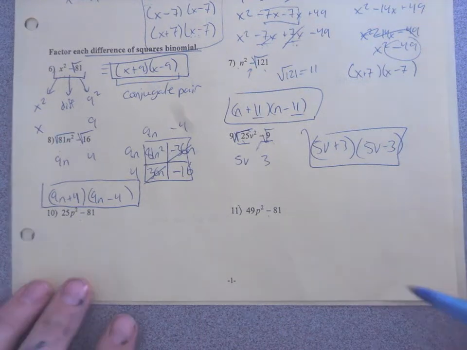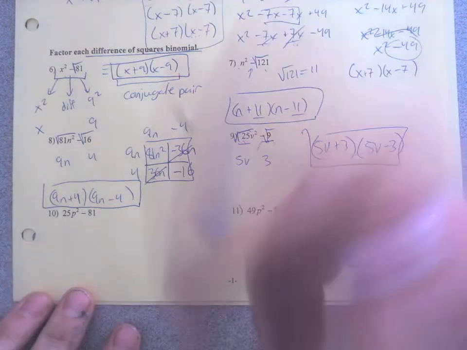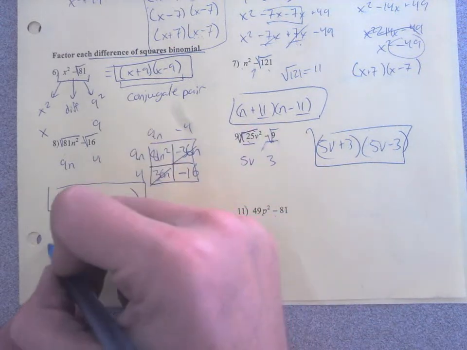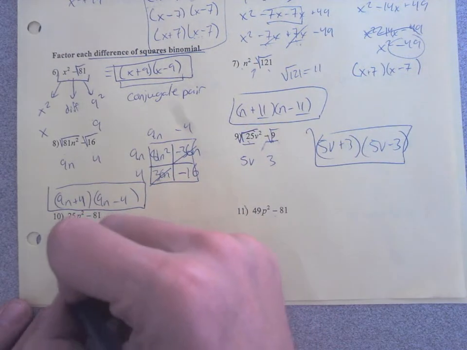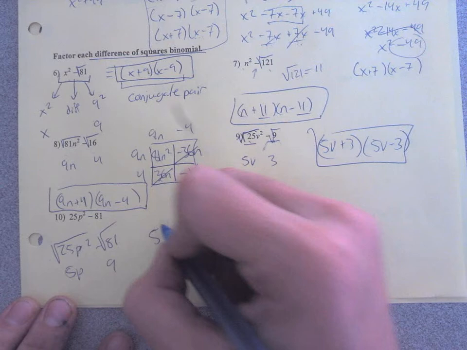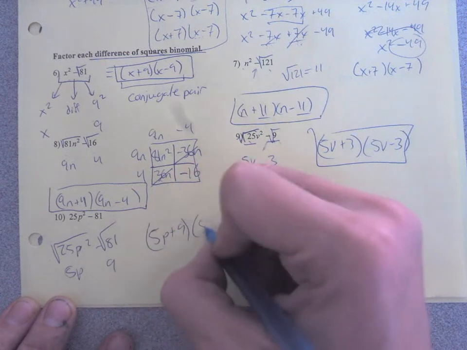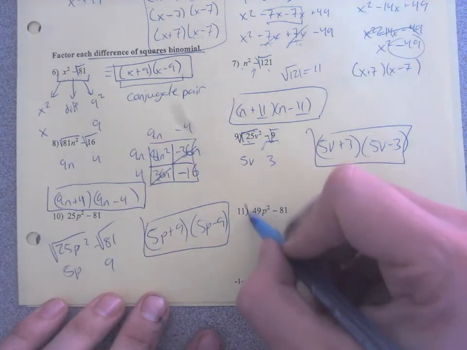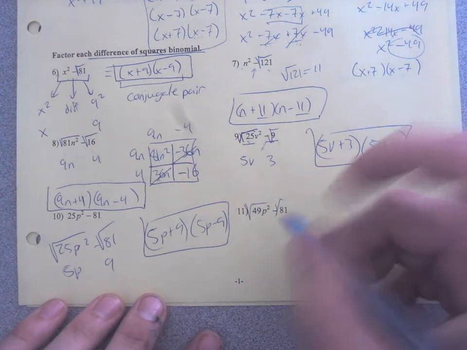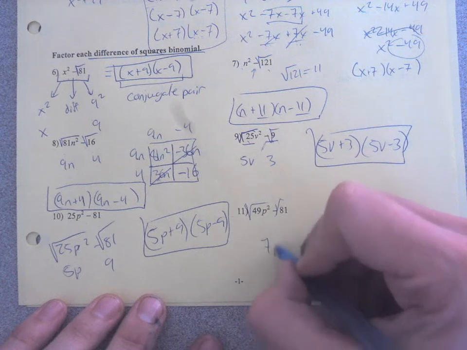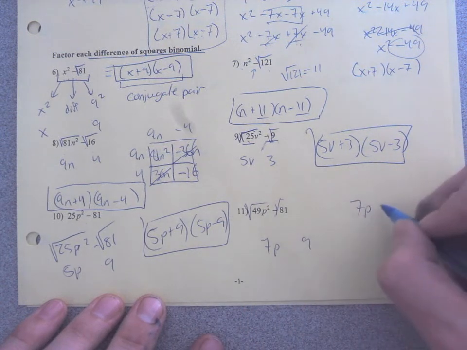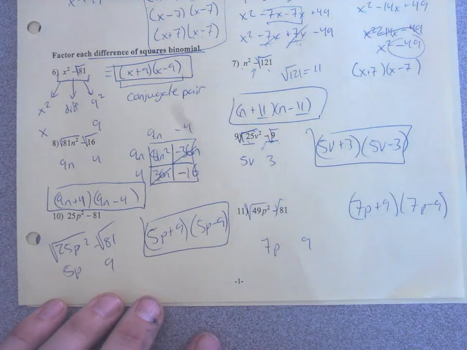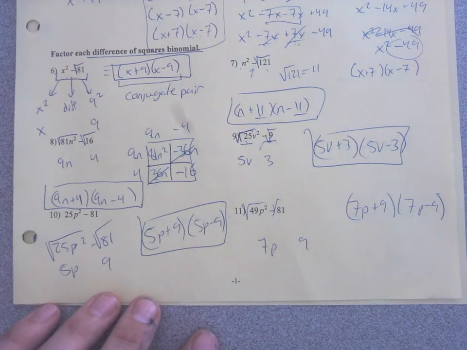Okay, so coming back from your break or your pause here, actually let's do 10 because you don't have that one in the answer key. So I would just take the square root in both of these. This is a 5p, this is a 9. So 5p plus 9, 5p minus 9. That's it. Okay, over here, take the square root on both sides. We're going to get a 7p and a 9, so those are my two building blocks. 7p plus 9, 7p minus 9.